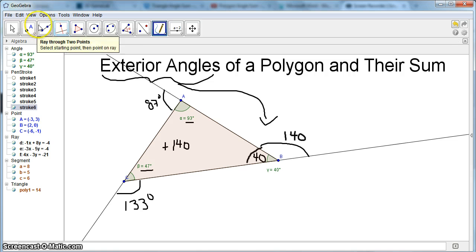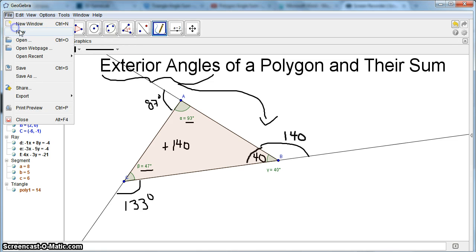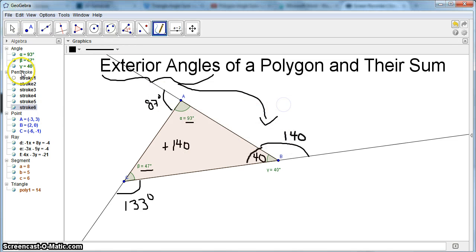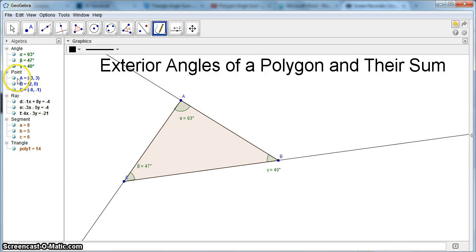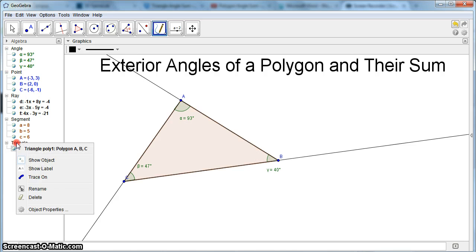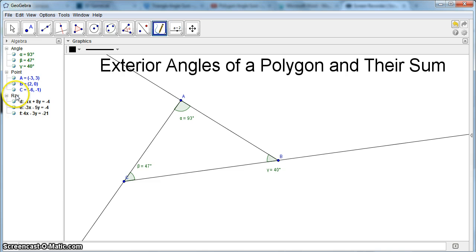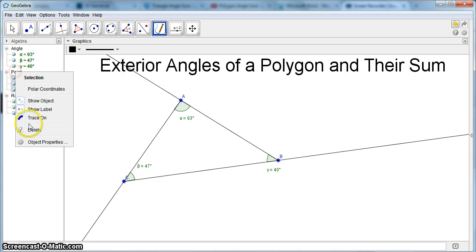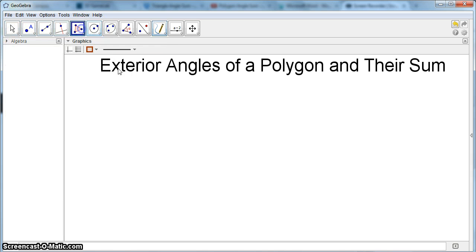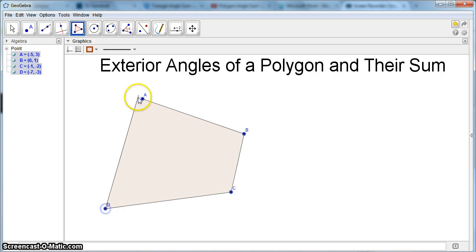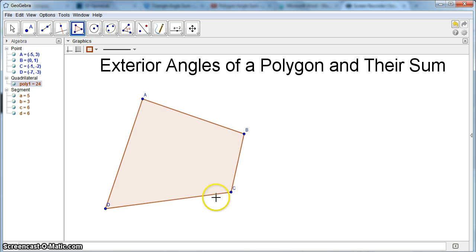So that's all that exterior angles really are. I'm going to delete my pen strokes and my polygon. If we had a quadrilateral, it's the same idea. We could find out what some of these angles are. We know that the sum of these 4 angles in a quadrilateral adds up to 360 degrees, and we can do some exterior angle measurements.